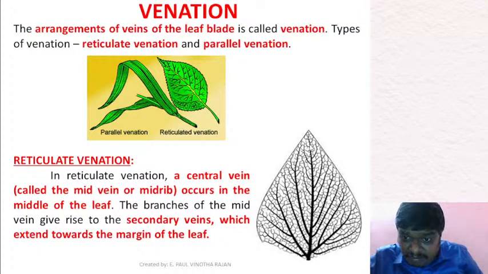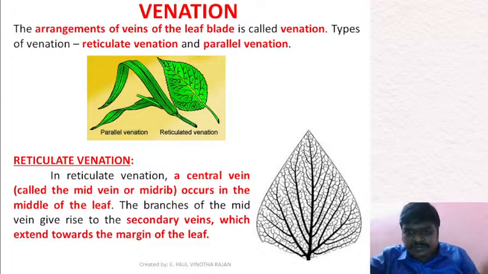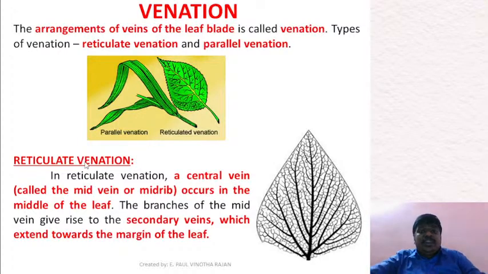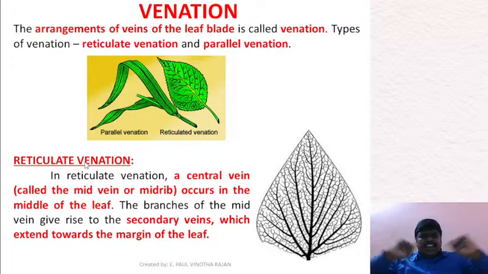So this is the midrib. It has the veins. From those veins there are a lot of branches. This is like a network, like a net. This type of venation, we call reticulate venation. The central vein occurs in the middle. And then from that, the branches are called secondary veins. It forms the margin of the leaf. That is called reticulate venation.